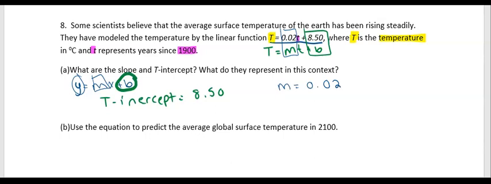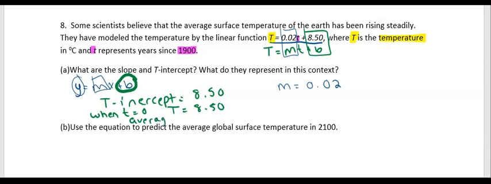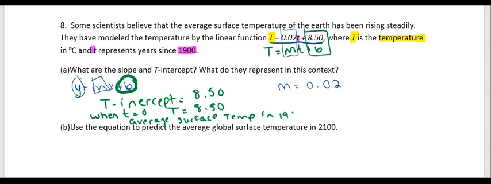And what do they represent in this context? Well, if we're looking at little t being the time since 1900, then our T-intercept would be the average surface temperature in 1900 when lowercase t would be 0. So this would be when t equals 0, then T would equal 8.50. So this means that this is the average surface temperature in 1900.